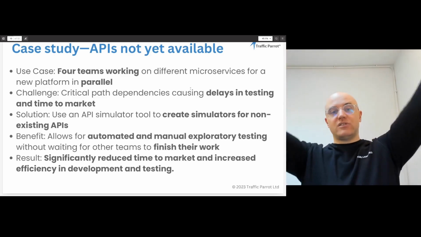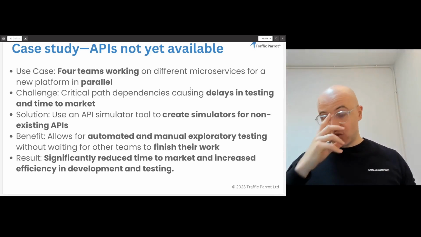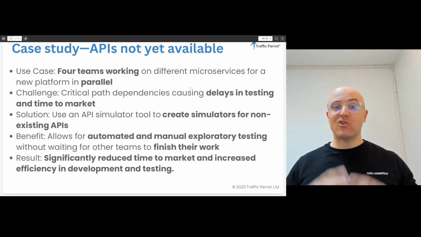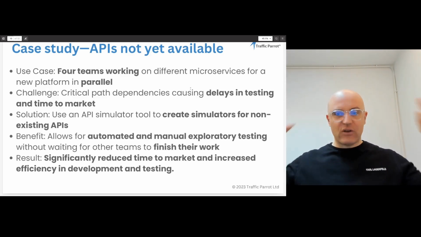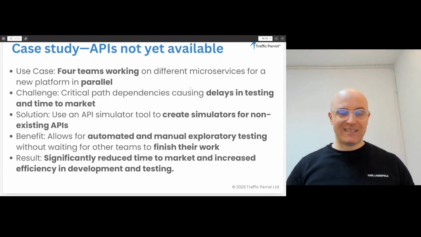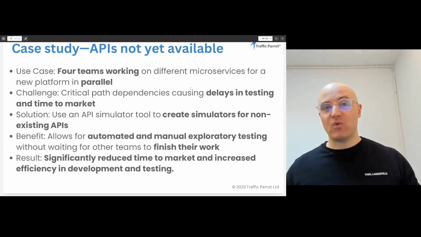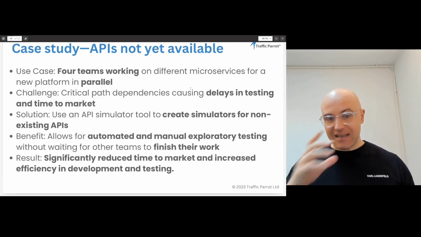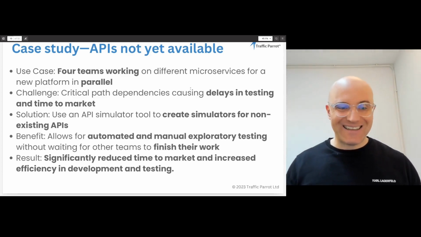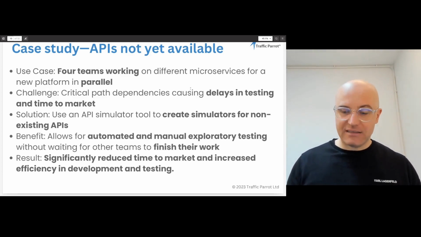So what they used was an API simulator tool to create those simulators for non-existing APIs, and this allowed them to parallelize teamwork and automate manual and exploratory testing without having to wait for the other teams to finish the work. And this significantly reduced the time to market and increased efficiency in development and testing.